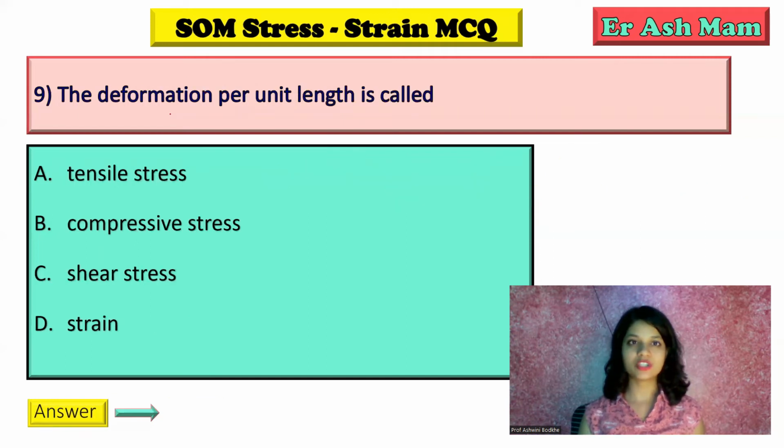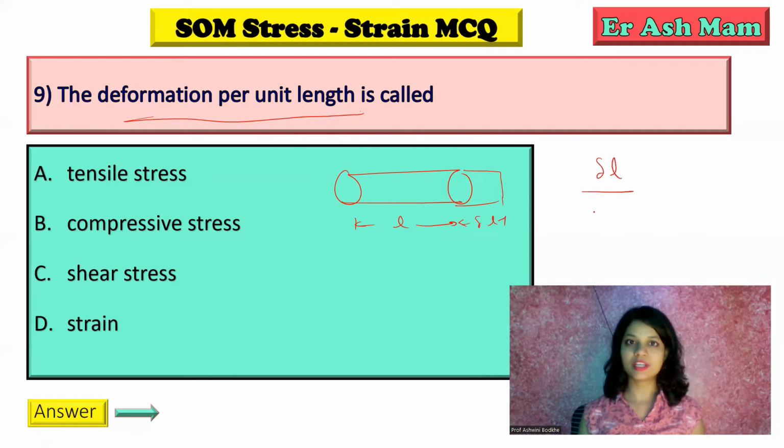Next is deformation per unit length. Okay. For example, if it is length L and deformation is delta L, then deformation per unit length is called as strain. Answer D is correct here.